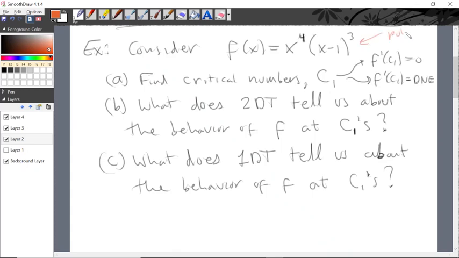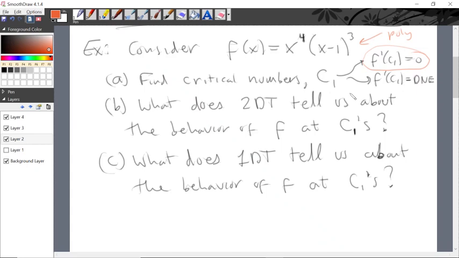All right, this function is a polynomial, so its domain is all real numbers, and it is smooth over its entire domain. The derivative is going to exist throughout the entire domain. So the critical numbers for this example are all going to be values of x such that the first derivative is equal to 0.